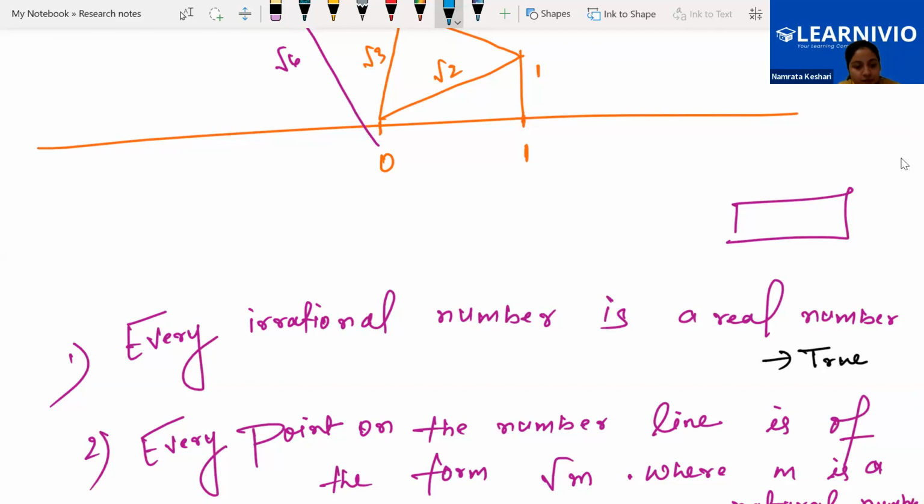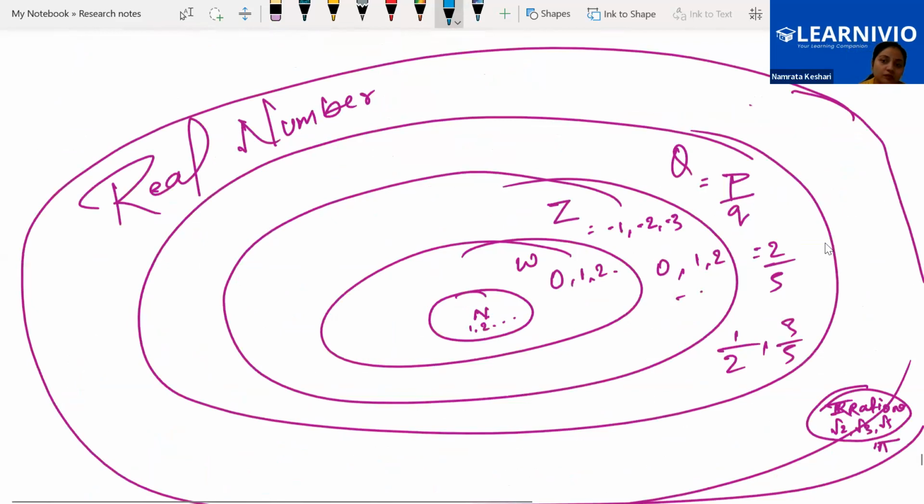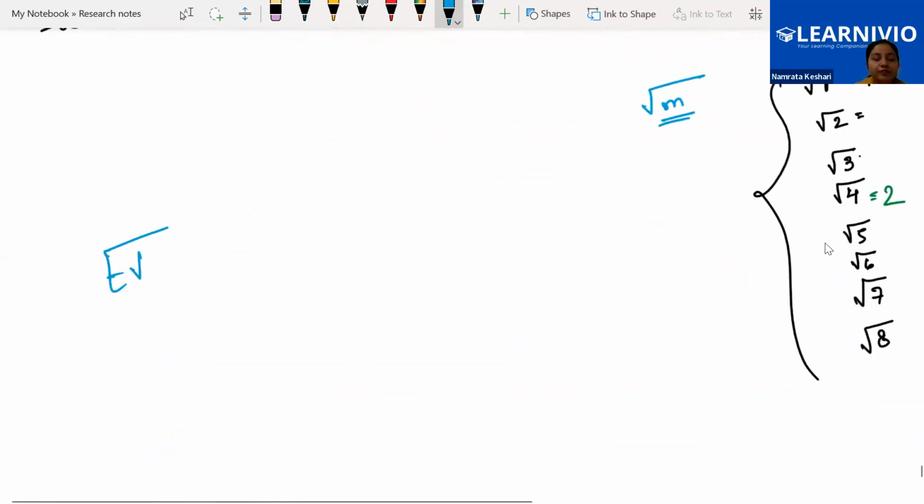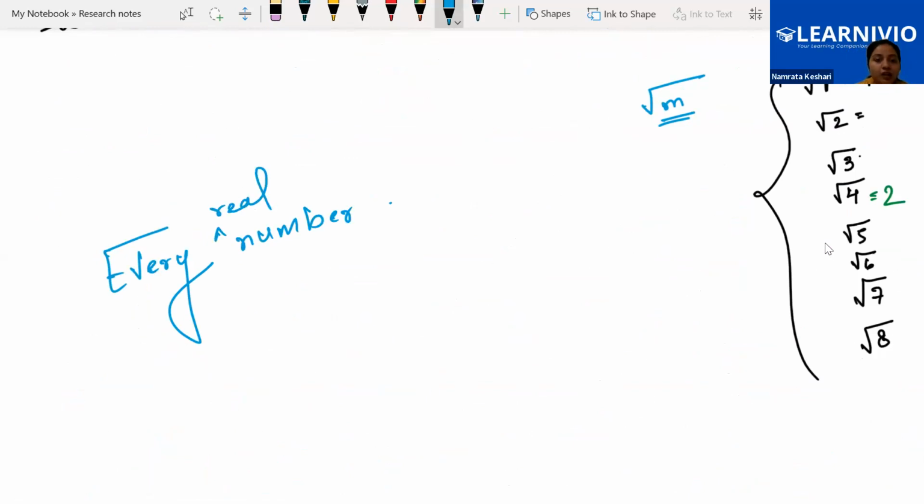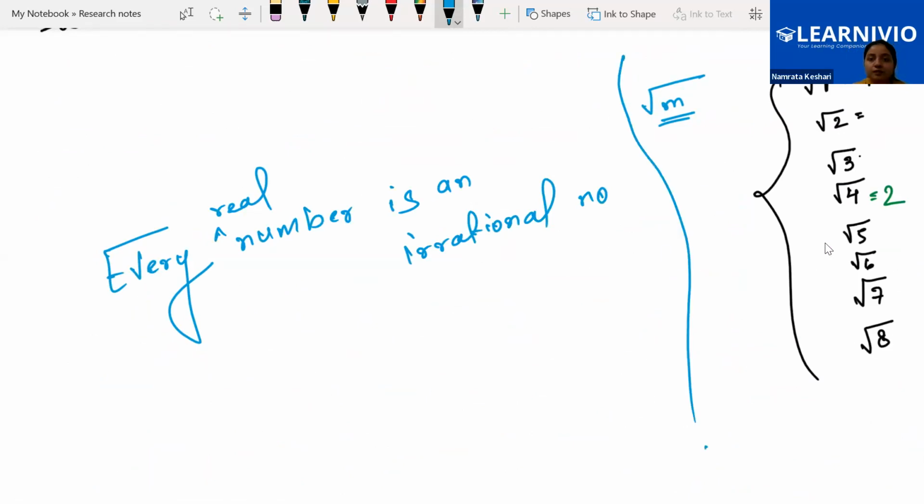Next is: every real number is an irrational number. Let me know. Ma'am, false. Yes, Tamia, you said it. Exactly. Every real number is an irrational number. Yes, Saad, is it true or false? Ma'am, false. It is false, because real number means what?